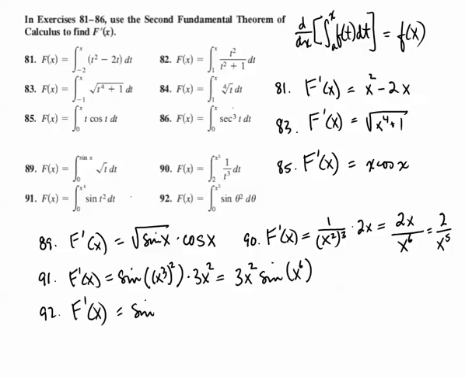So sine of x squared quantity squared times the derivative of the upper limit, which is 2x. We end up with 2x times sine of x to the fourth power. And so again, that's how these work. And we'll stop this video at this point.